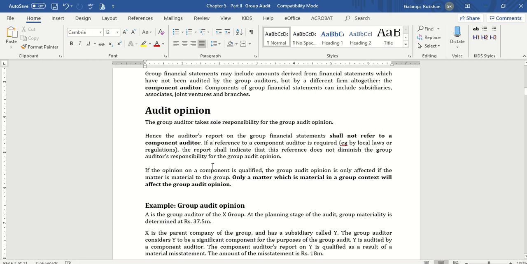If a reference to the component auditor is required by local laws or a regulation, the report shall include that this reference does not diminish the group auditor's responsibility for the group audit opinion. In rare cases, if any law requires it, you have to mention the name of the component auditor, but still the responsibility lies on the group auditor. Just keep that in mind.